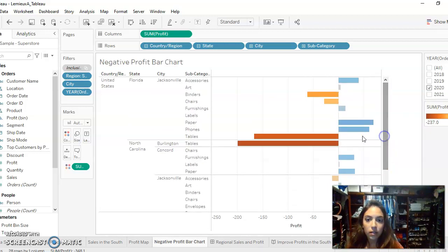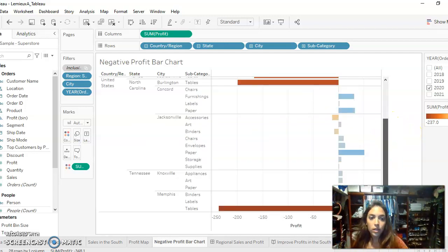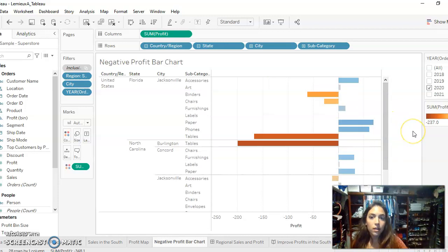Let's see. Yeah, tables don't really do good. Paper and phones seem to always do a pretty good job. You'll always make your money back, it seems like, if you're a paper company, like Dunder Mifflin in The Office.